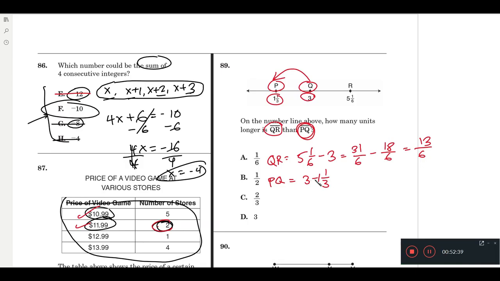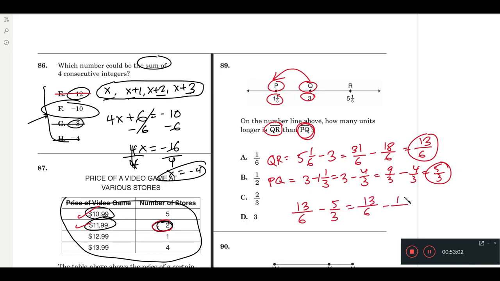Okay, and how about this one? So this is 3 minus 4 over 3, which is like 9 over 3 minus 4 over 3. It's 5 over 3. Now they said how much longer? So this minus this. So 13 over 6 minus 5 over 3, which is 13 over 6 minus 10 over 6, multiplying by 2. So 3 over 6, that's equal to 1 half.